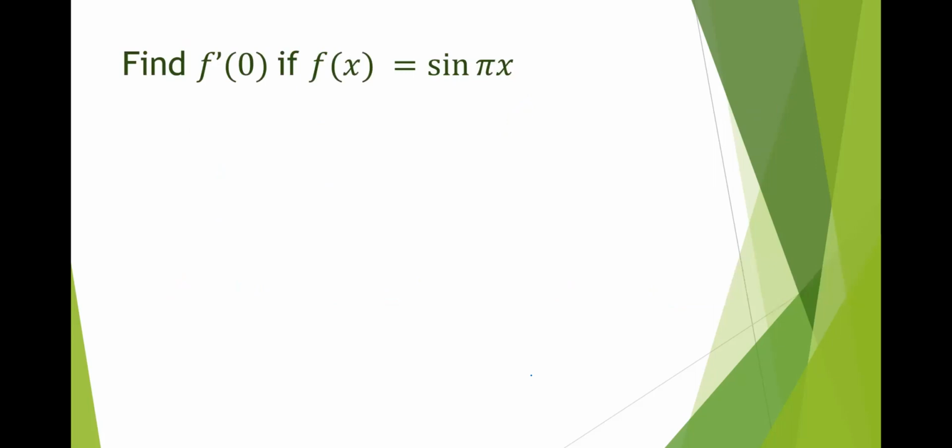So now let's have this one. Let's find the derivative at 0 if f of x is sine pi x. So ano yung pi x natin? Ano yung ating derivative for that, no? So kailangan natin munang kunin yung f prime of x. So let's recall our formula for parang this is our u. This is our u. So ano ba yung derivative ng sine u? Let's recall from here. Derivative of sine u is actually cosine u times u prime.